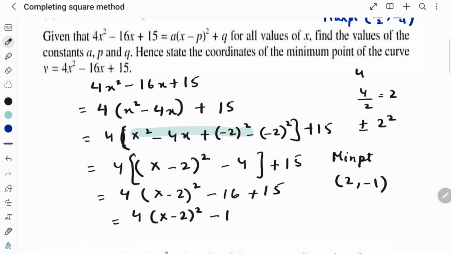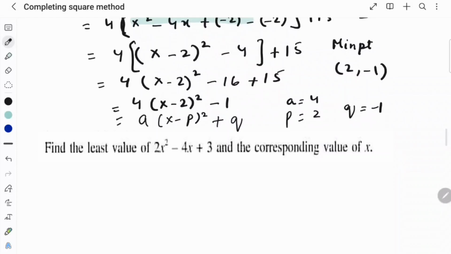Why am I focusing on this? Because this question came in the specimen paper, to solve by completing square and write down the stationary point. Now I'm just copying this and comparing with a(x − p)² + q. So a is 4, and p is 2, because minus p is minus 2, and q is −1.